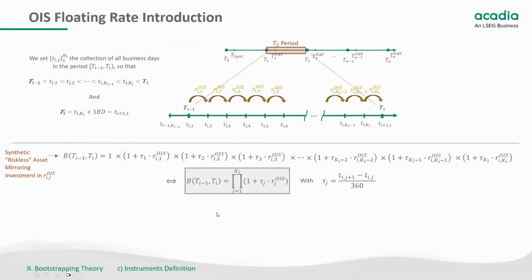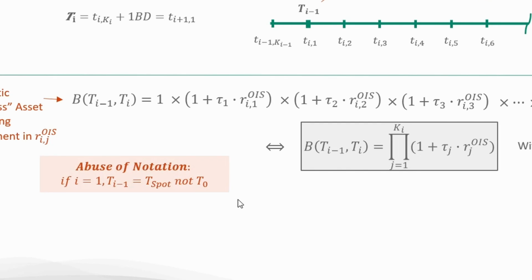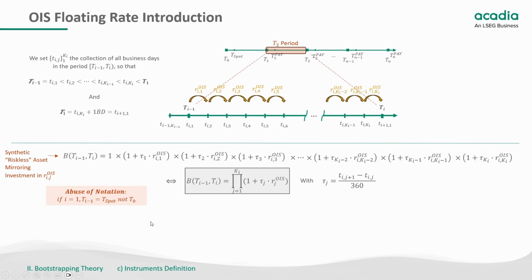One thing to notice, there's some sort of abuse of notation here, which is not very elegant. I noticed that too late in the game. It is that when we look at the first period, it's actually from T spot and not from T0, which is the valuation date. So sorry about that. Now, let's not forget what we were trying to show here, which is how to calculate the OIS floating rate from a valuation perspective.